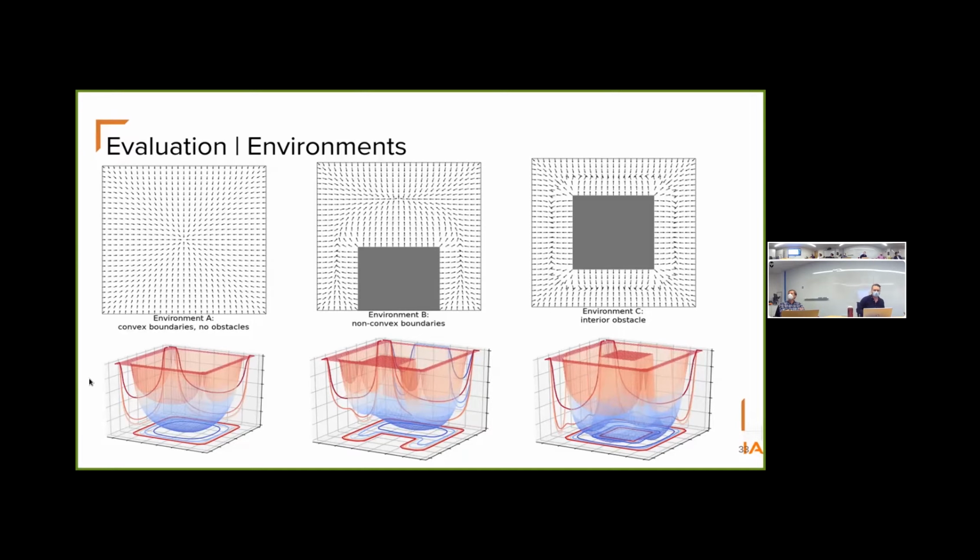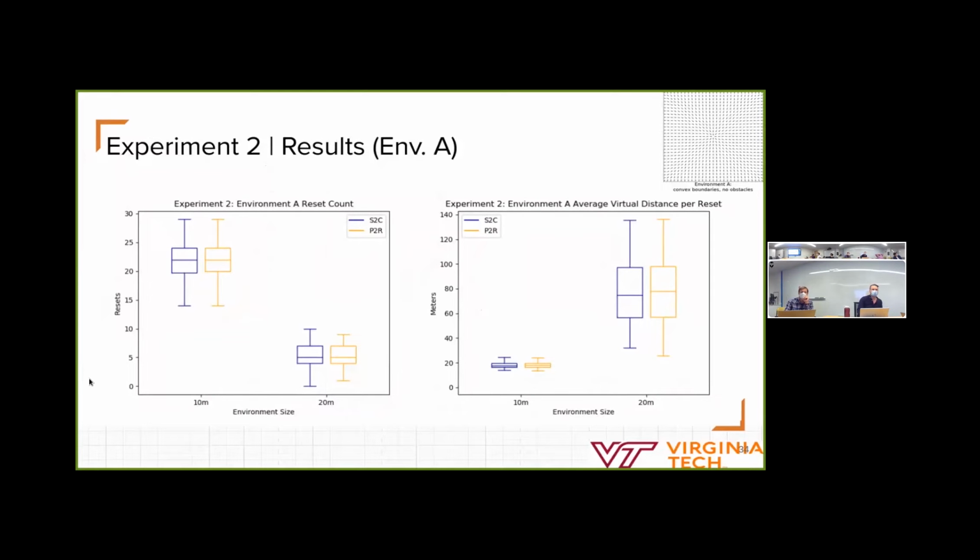These are the three environments that I decided to test. So we have our basic kind of square environment. One thing to note is that all of the arrows point toward the center. So we kind of expect this to behave just like the steer to center. And then we have a couple more complex environments. And the results that we got for that were just as expected.